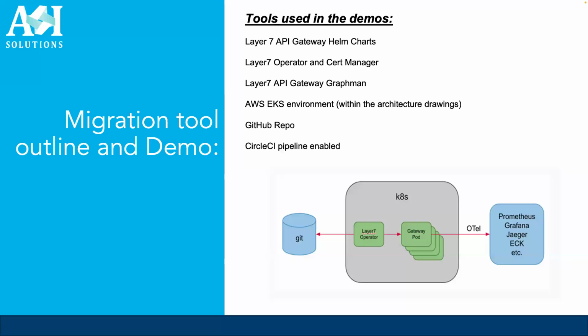So this is step number one, which is migrating an on-premise gateway to the cloud with a click of a button, provided all the input parameters are passed on to Circle CI. The second demo that we are going to do is the L7 operator.